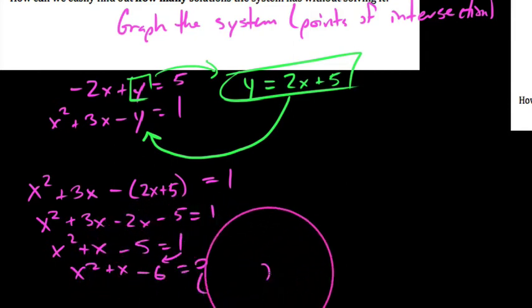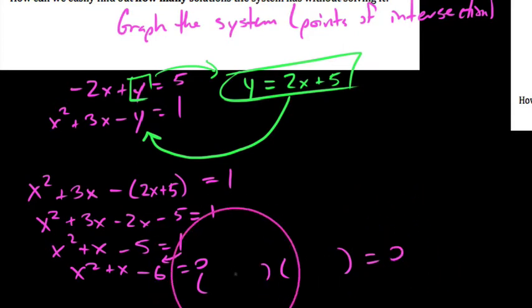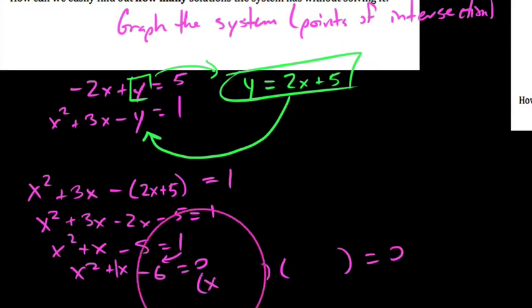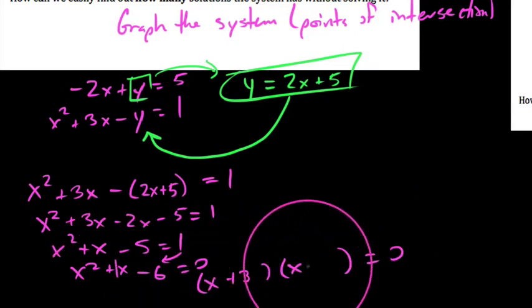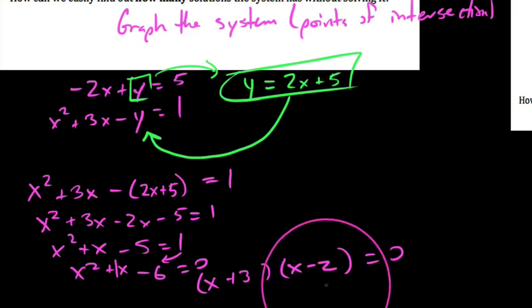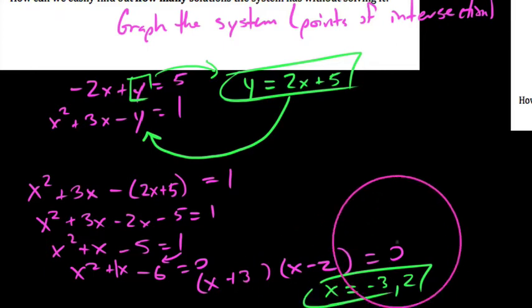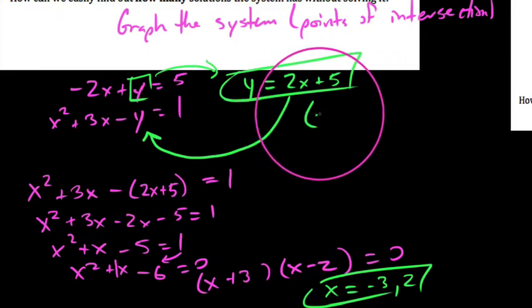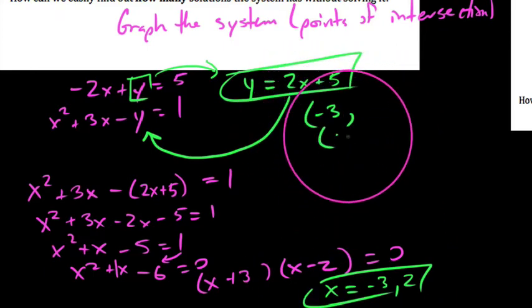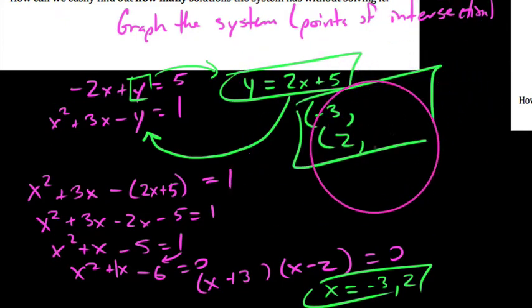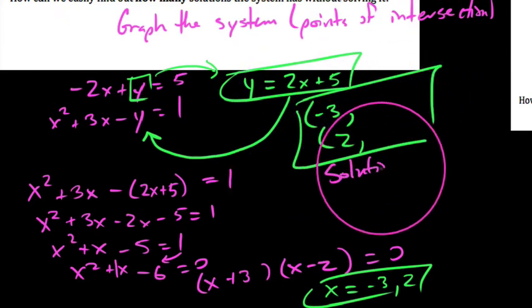I can think of two factors that multiply out to be a negative 6 and add up to be a positive 1 here in the middle, and that'd be a positive 3 and a negative 2. So the first thing I want you to see is this: we get two zeros, one at negative 3 and one at 2. That means that there are 2 points of intersection. We want to record these. So here are the solutions. Make sure you mark these.